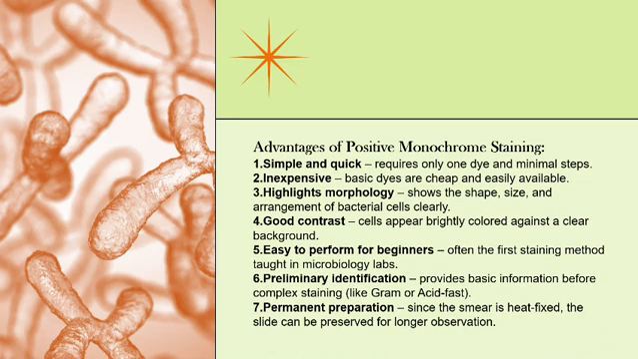Advantages of positive monochrome staining. It is simple and quick. It requires only one dye and minimal steps. Inexpensive. Basic dyes are cheap and easily available. Highlights morphology. Shows the shape, size, and arrangement of bacterial cells clearly. Good contrast between the colorless background, or you can say clear background, and the microorganism.